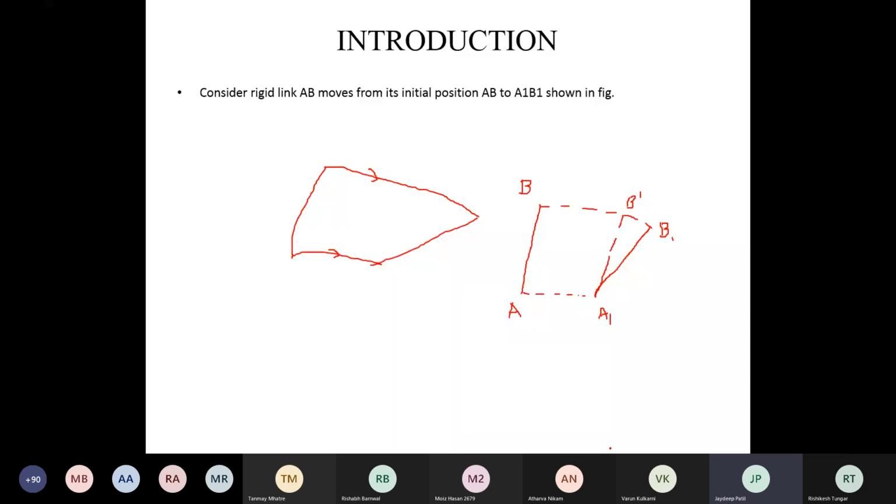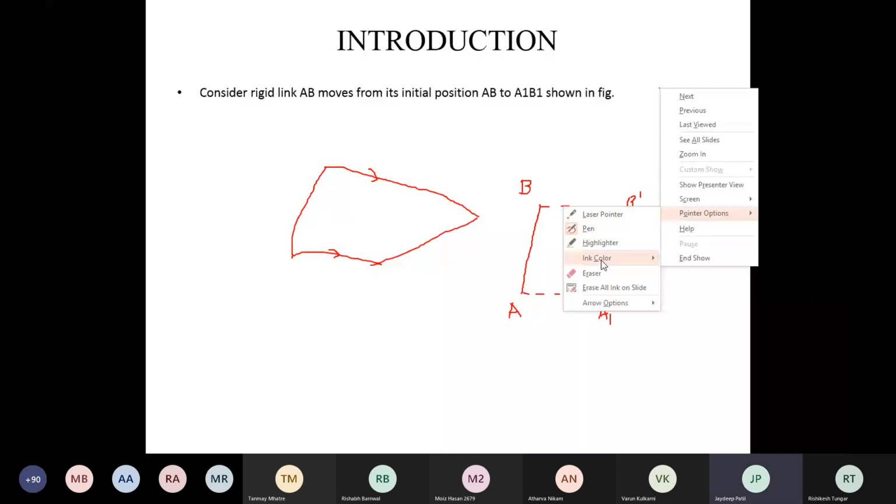But in practice we use only the one. It is a rotary motion, or this combined motion is considered as a rotational motion about the center, and that center is known as the instantaneous center of rotation, or we can say it is a virtual center of rotation of that link. That center is known as the instantaneous center of rotation. ICR: I for instantaneous, C for center, and R for rotation. Now we can find out this instantaneous center of rotation of that link. This is a very important point.